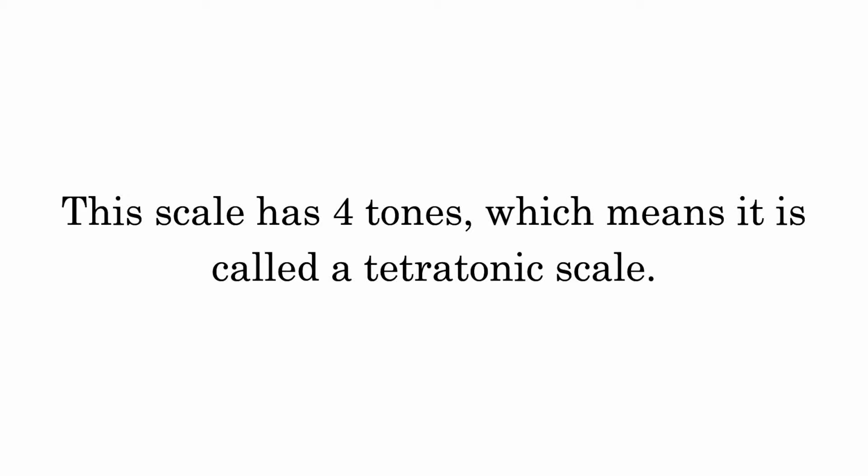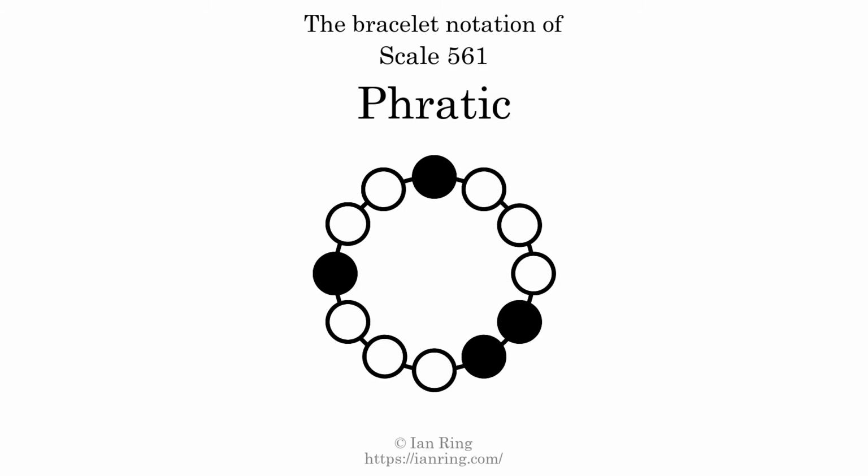This scale has 4 tones, which means it is called a tetratonic scale. This is a bracelet notation diagram of scale 561. The shaded circles represent tones that appear in the scale, and they are read clockwise, starting at the top.